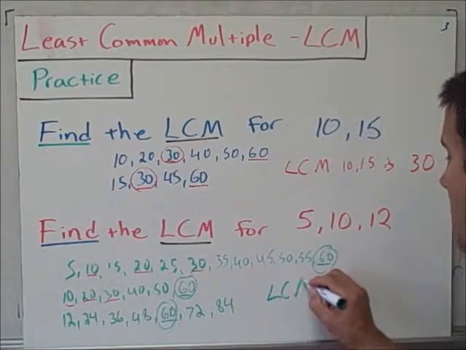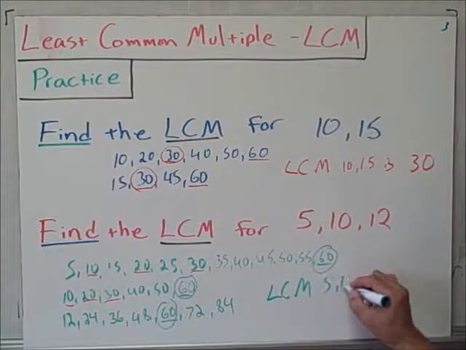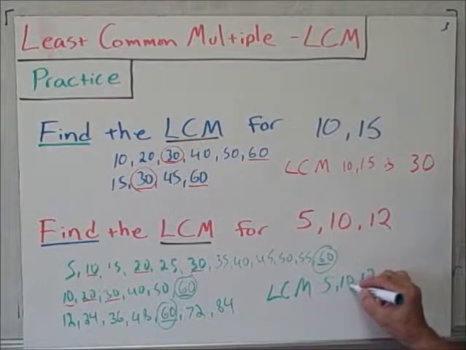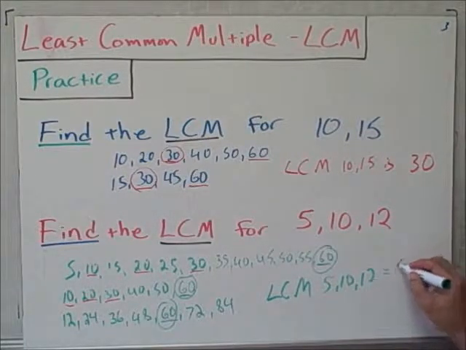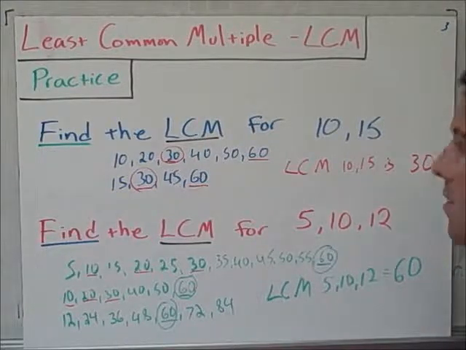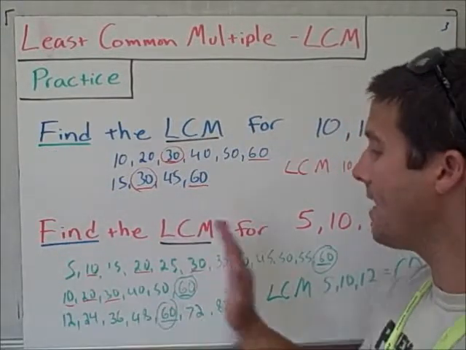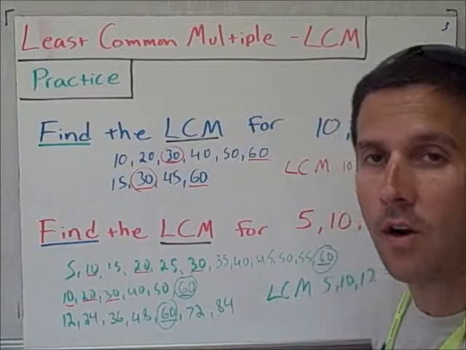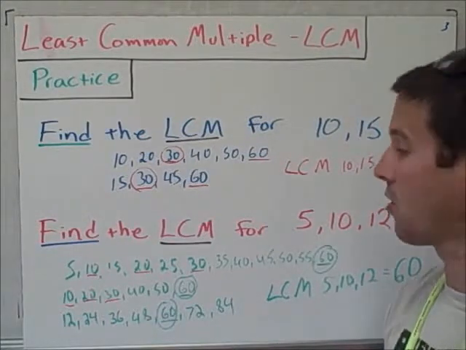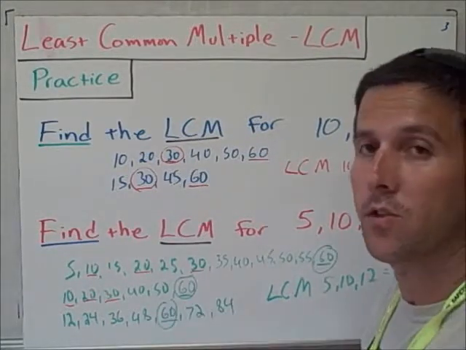So my least common multiple for 5, 10, and 12 is 60. So the number can be way down here, and you're just going to have to write out all of your multiplication tables for those numbers, or the multiples for those numbers.